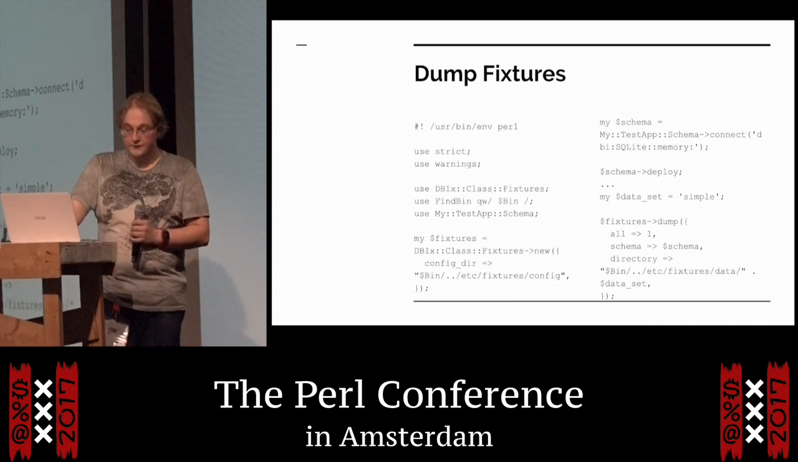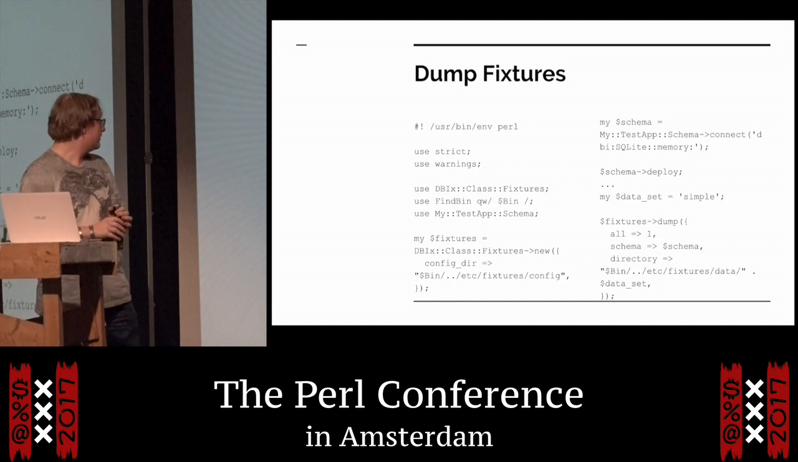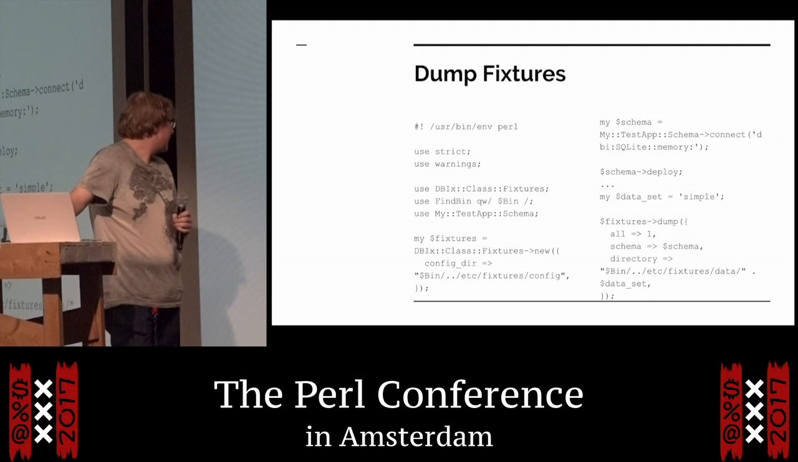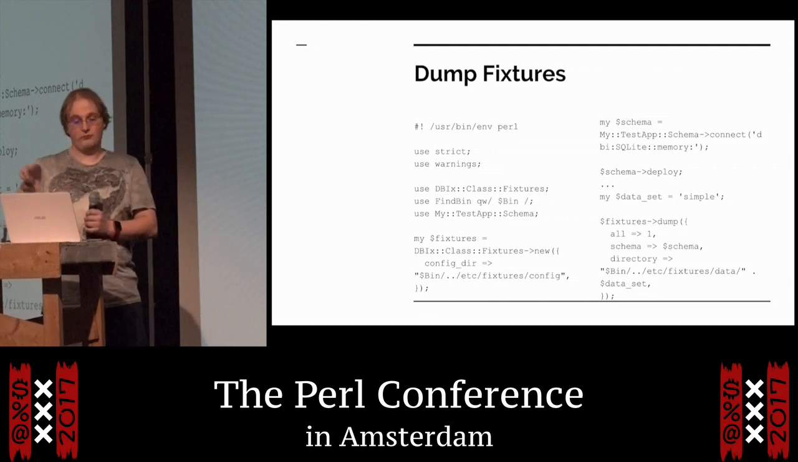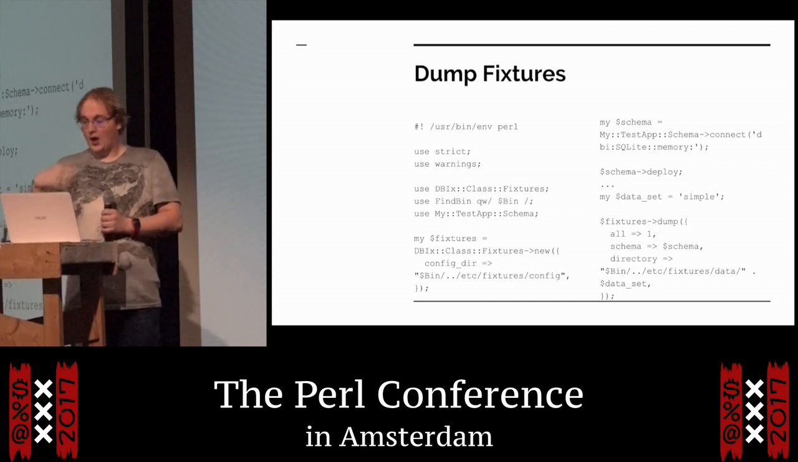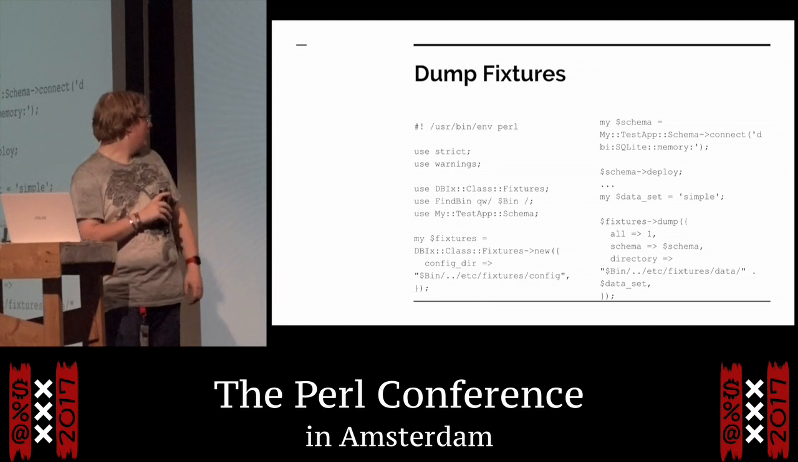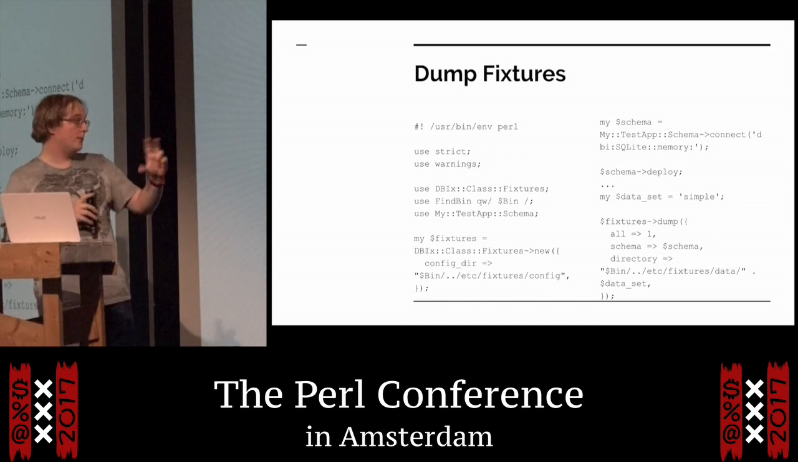This is a basic fixture script. So we've got a directory for the configs, which I actually put into my t directory, t/etc/fixtures/config, and that's just where it puts all the particular configs for whichever fixture you're doing. And then create the schema, pull up schema deploy, and then the ellipsis is where you do your population.